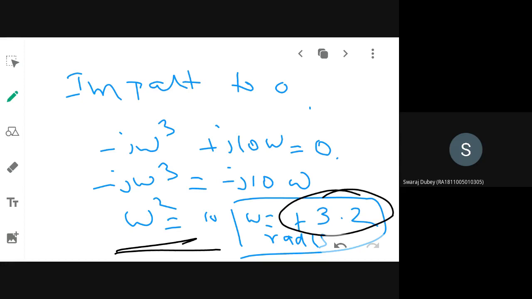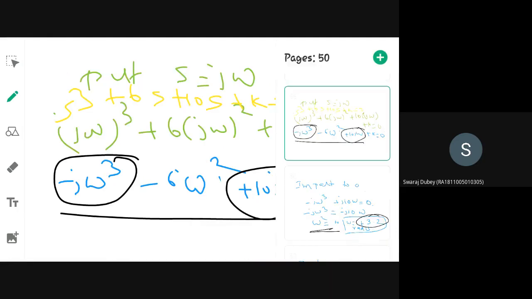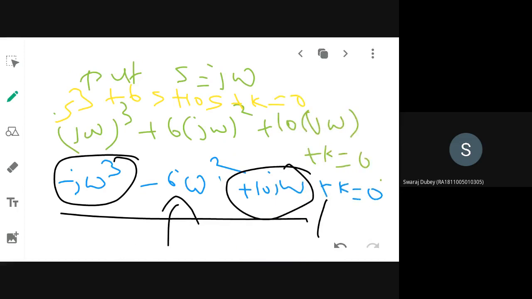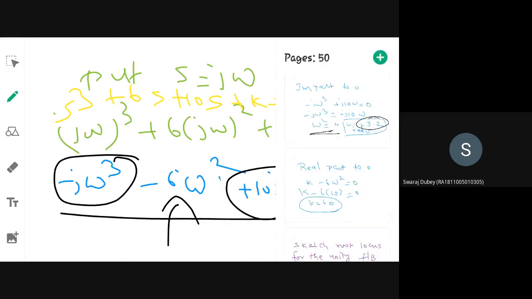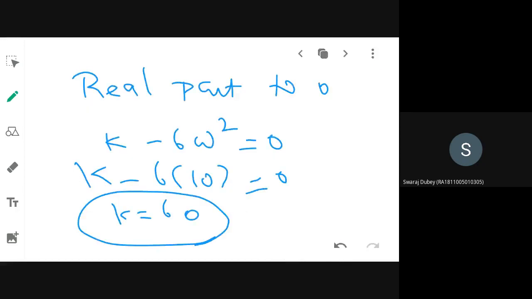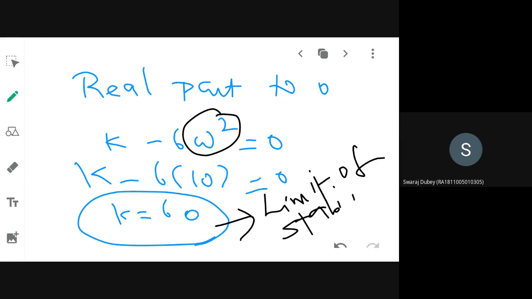Okay, then you have to equate the real part to 0. So what is the real part in this equation? The minus 6 omega squared and k are the real parts. That you have to equate to 0. Then in place of omega squared, you substitute the value you have just found, and you will get the value of k, which indicates the limit of stability. That is why root locus is also used for stability analysis. Like the Routh array, root locus can also be used for finding out the system stability, depending upon the k value that you are having.